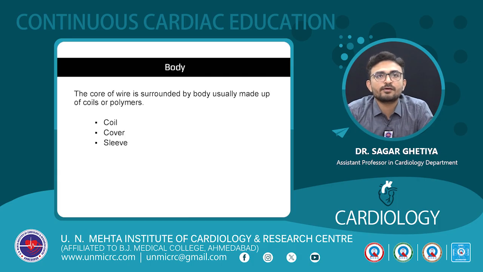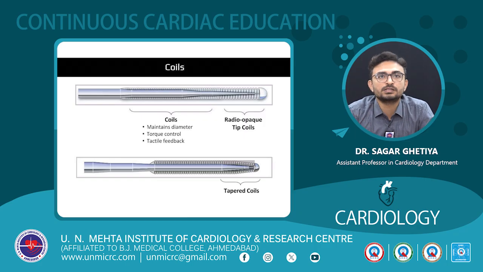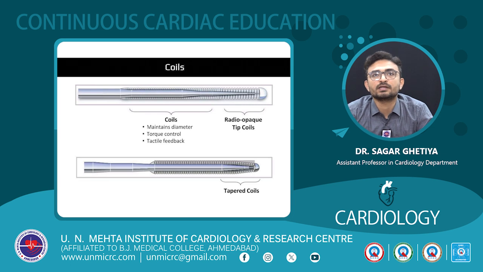Another key component of the guide wire is the body. It is the core of the wire, which is surrounded by a body, usually made up of coils and polymers. There are coils, cover, and sleeves. So first we will review coils. Coils are attached at the distal end of the guide wire where the core is tapering. Coils maintain core diameter and provide torque control and tactile feedback. The distal part of the coil has radio-opacity, which guides during the procedure.